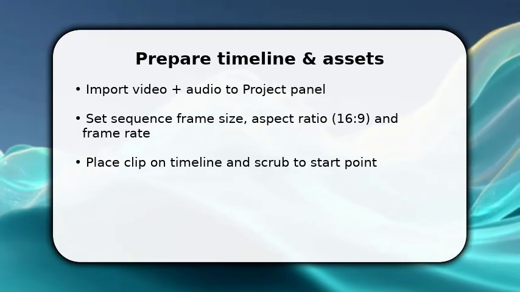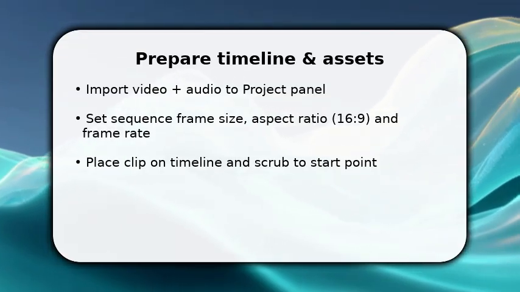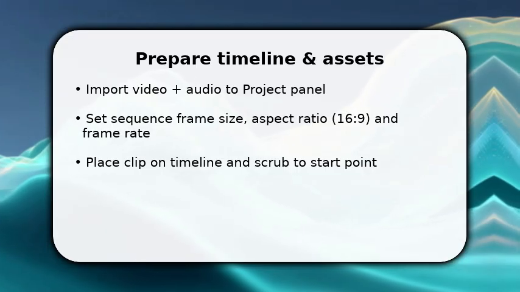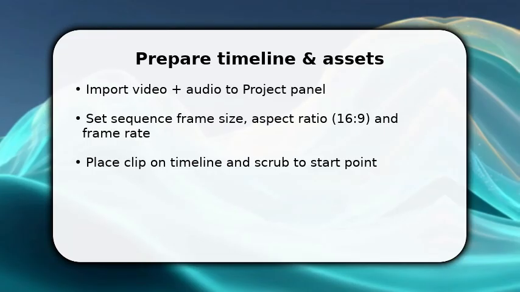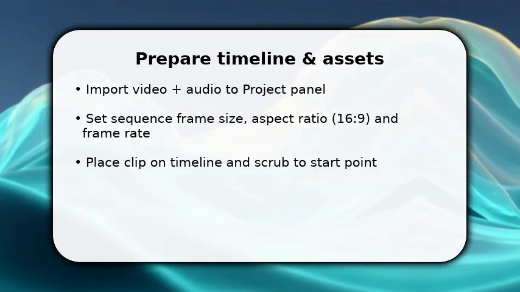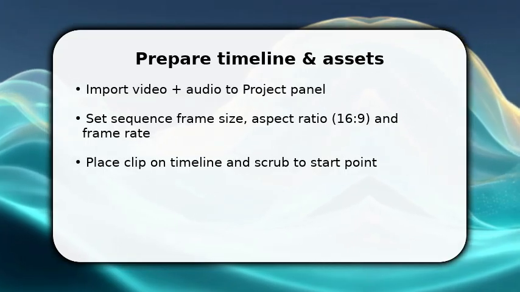You already have Premiere open and your media imported. Start by placing the main clip on the timeline so you can sync subtitles to picture. Make sure the sequence matches your export settings, like 16:9 and frame rate. Mismatches cause drift. Next, enable the program monitor and set a comfortable zoom level.